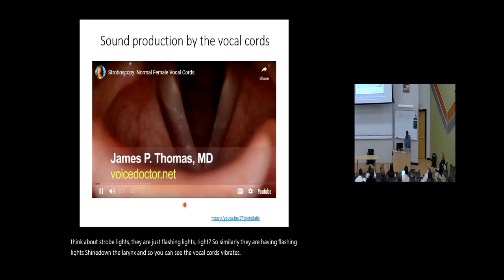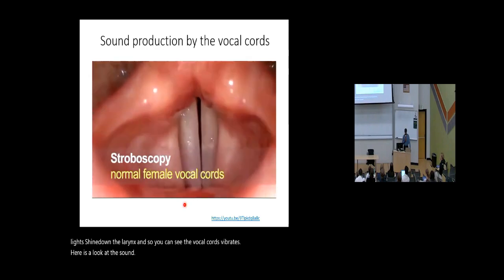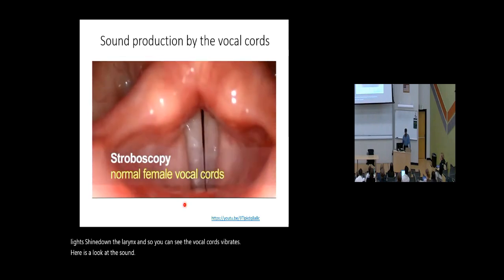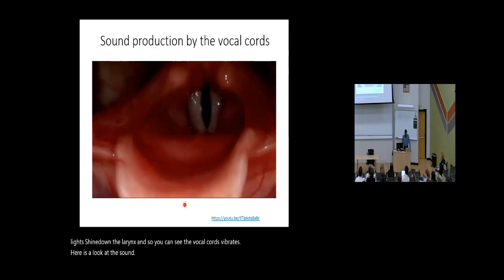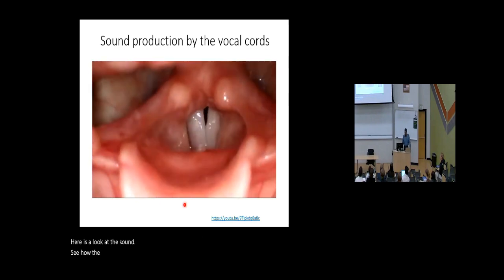Here is a look at some normal young female vocal cords during a stroboscopic exam. See how the vibration changes as the sound changes.